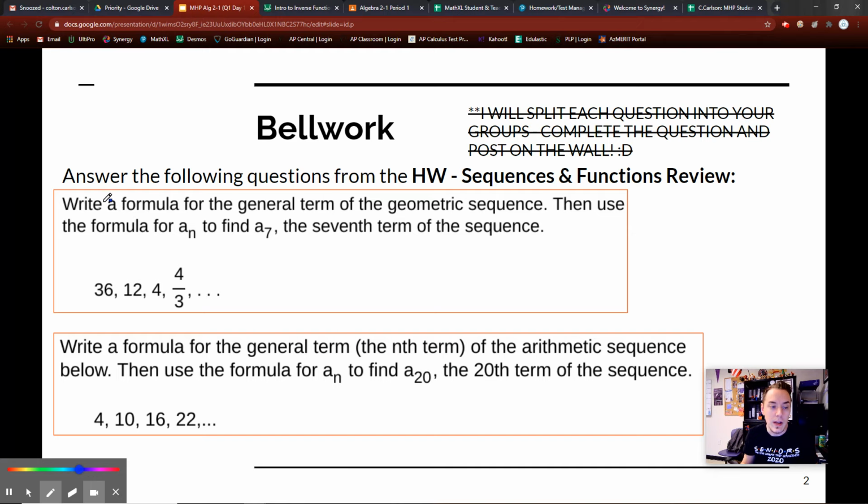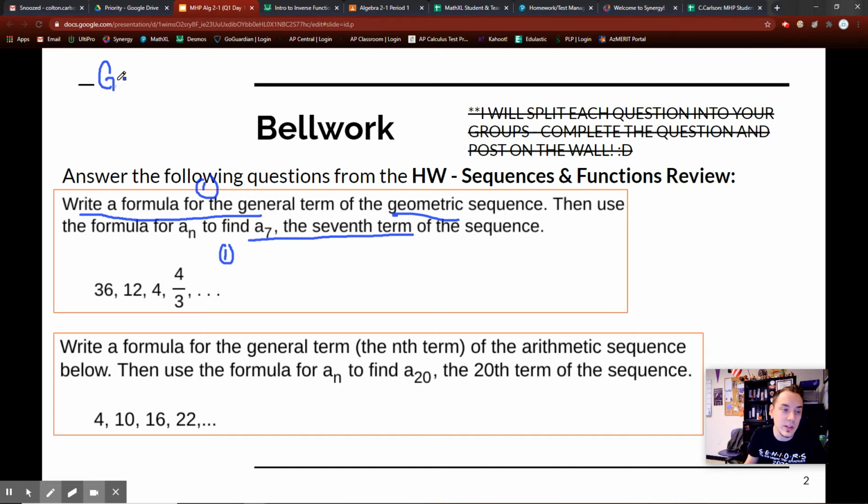Let's do blue. We have this question. First of all, they want us to write a formula. This is my first step. And then they want us to write the 7th term. So first step, this is a geometric sequence because they tell us. So our geometric sequence, I'll just put a G, will be a sub n equals a sub 1 times r to the n minus 1. That is my geometric sequence formula.